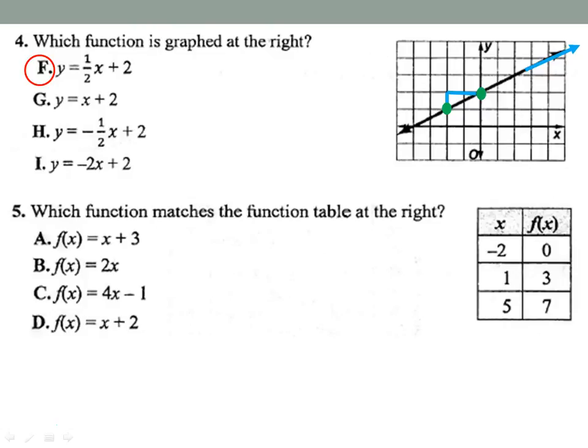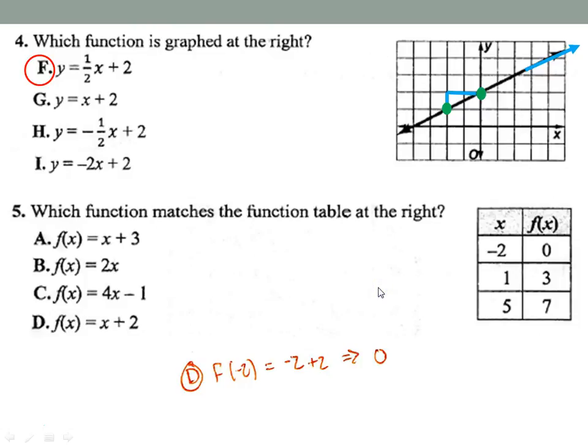Let's do the same thing for B. So checking B, I plug in the negative 2 and I get negative 4. Hey guys, negative 4, not 0. Can't be B. Let's check C. I plug in that negative 2 into C's f of x, and I get negative 9. That's not a negative 9. So I got to check D.